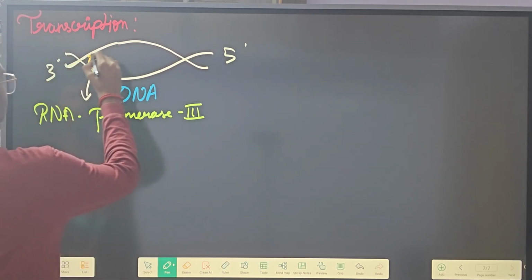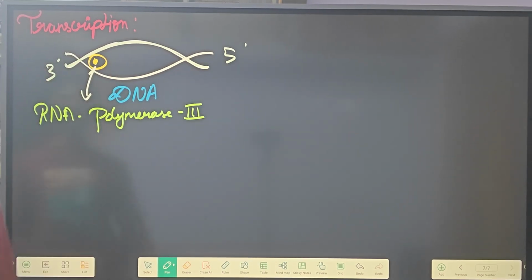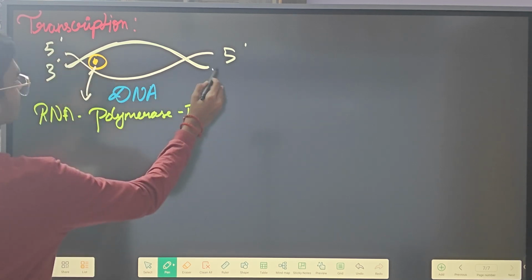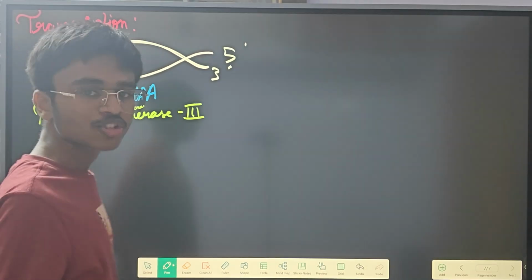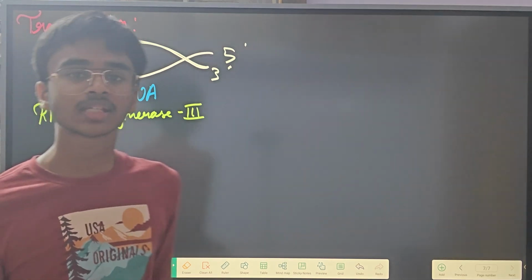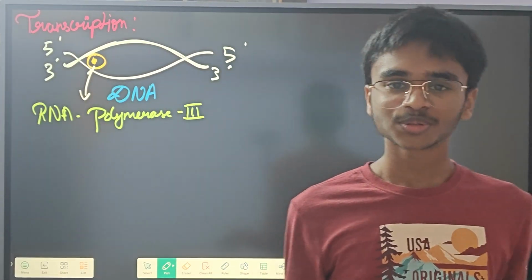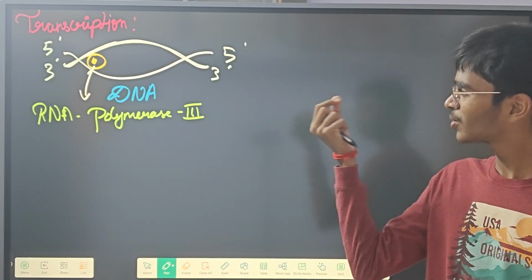Okay, so this one I'm talking about. This is what it is. This is going to be 5 prime, and then this is going to be 3 prime. 3 dash also you can say. Since my biology teacher says it as prime, and it's very comfortable to hear, so I'm using prime.